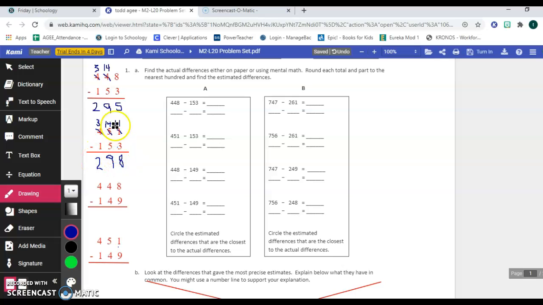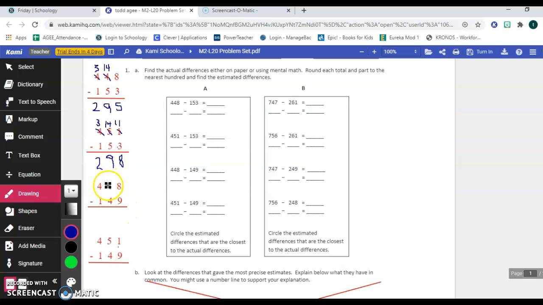So you can see these numbers are pretty close together. They should all be pretty close together because, as I said, if you look, it's roughly 450 minus 150, 450 minus 150, 450 minus 150. If we were rounding to the nearest 10, each one of these problems would be 450 minus 150. But they tell us to round to the nearest 100, so that really changes things here. If you round to the nearest 10, you're going to get a more precise difference compared to rounding to the nearest 100.